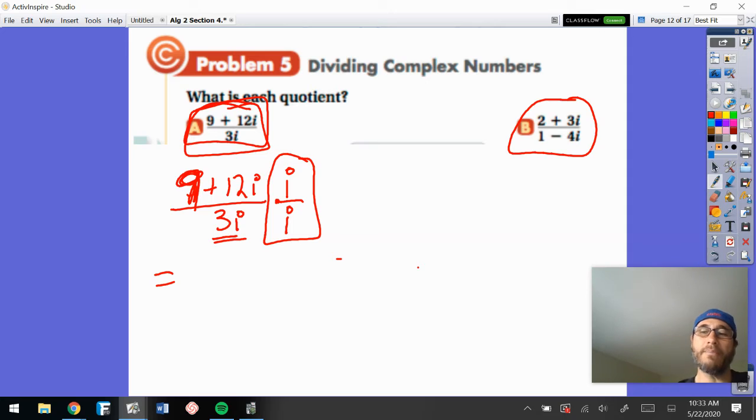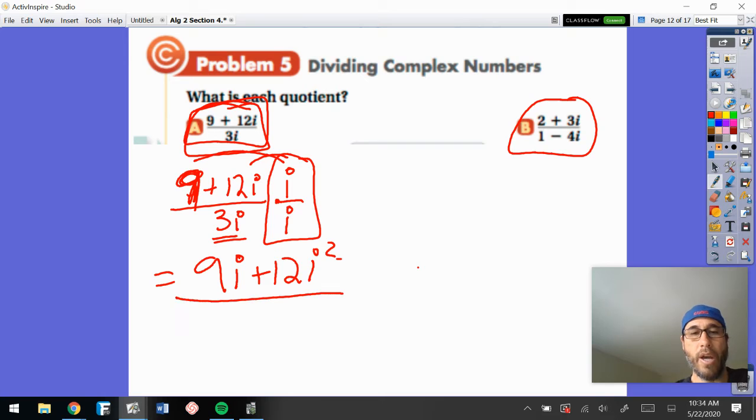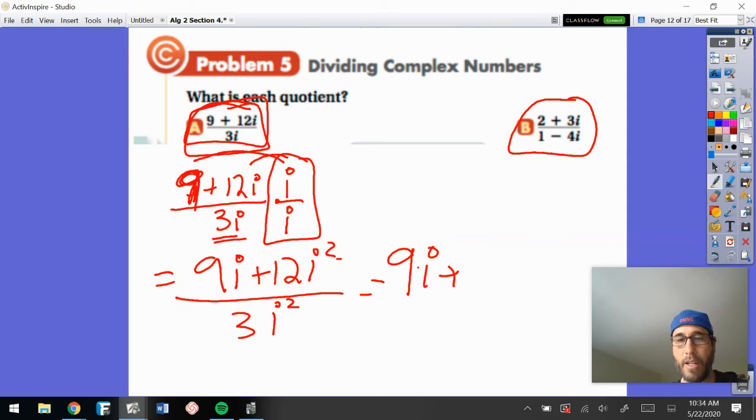And if I multiply anything by 1, it's really just not changing it. It's just changing the way it looks. So in essence, what I'm doing is multiplying everything by an i. And so I have an i squared on that 12, and I have an i squared down there. All right, so what's that going to give me? That gives me a 9i plus 12 times negative 1. Remember, that's what i squared is, times 3 times negative 1.